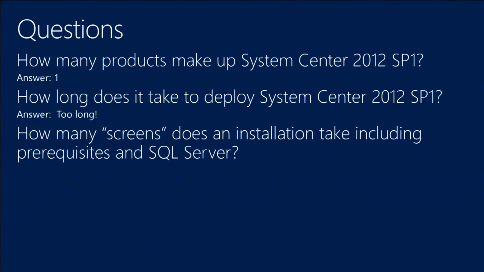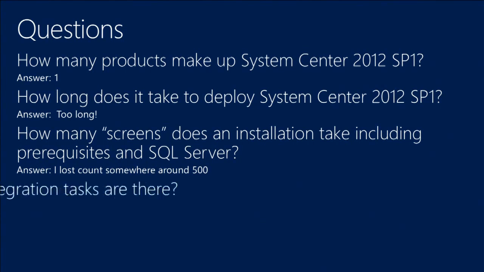Including SQL, including all the prerequisites, clicking through all those setup screens, approximately how many screens do you think you go through to do that full installation of all those components of System Center? 50? 200? I actually lost count somewhere around 500. Unified Installer delivered one very specific scenario, just single server deployments of each component for an evaluation type scenario. In Unified Installer, there were 422. I did actually count those. I lost count somewhere around 500 with SP1 in the various different types of deployments we enable.